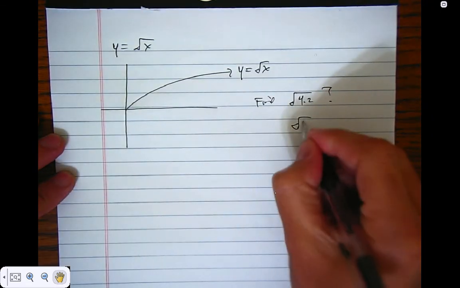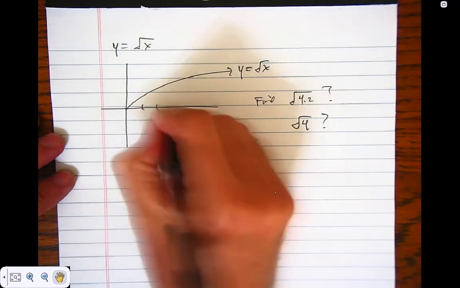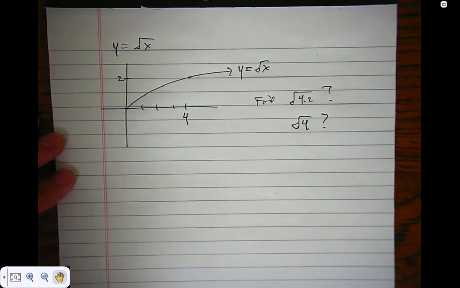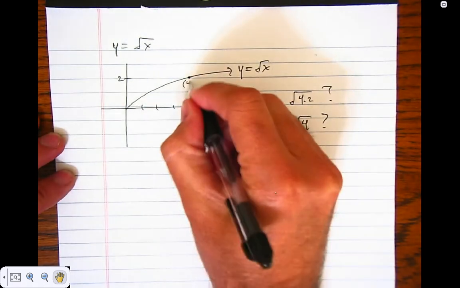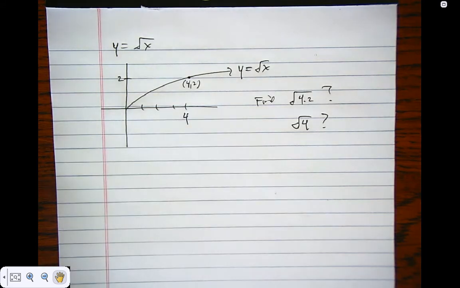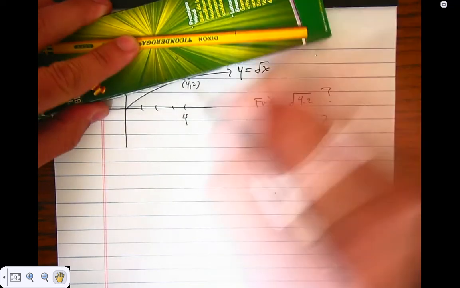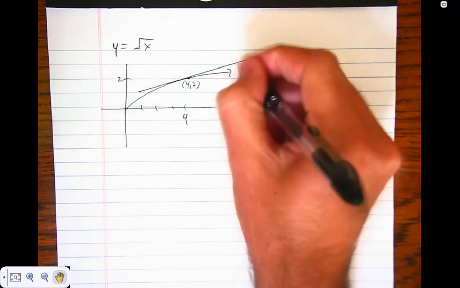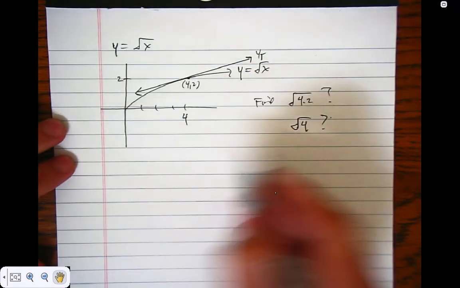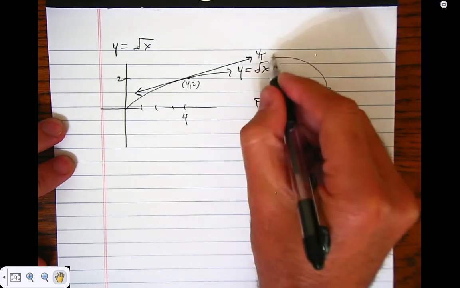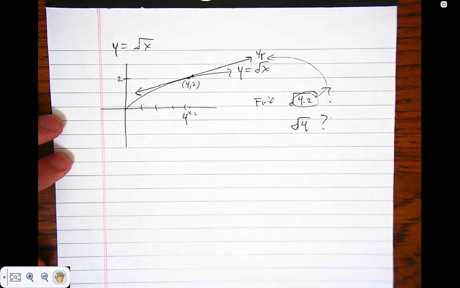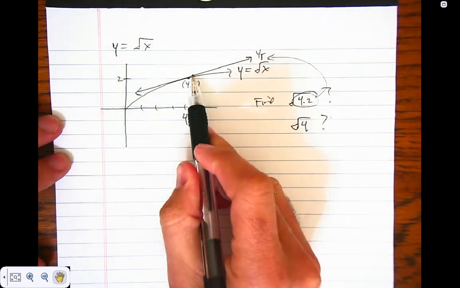Do you know what the square root of 4 is? Sure. 1, 2, 3, 4. We know that the square root of 4 is 2. So we're going to use that point, 4, 2, to come up with a tangent line right there. We're going to get the equation of that tangent line, which we always call y sub t. Then we're going to plug 4.2 into the tangent line. So we come right here to 4.2 and plug it into that line, and I'm going to get an answer that's not perfect, but it's ridiculously close.